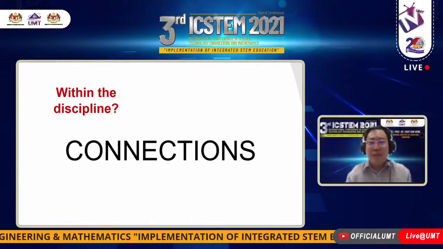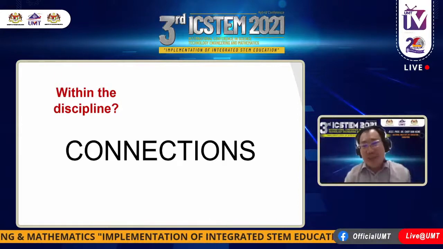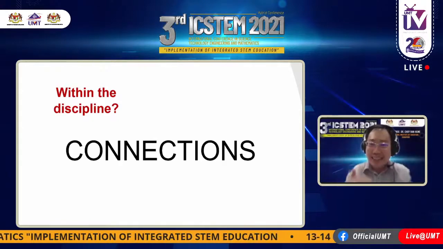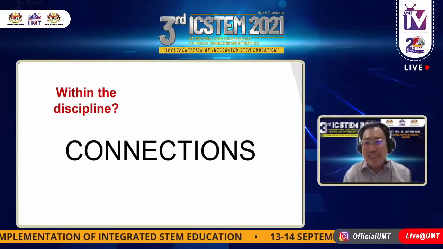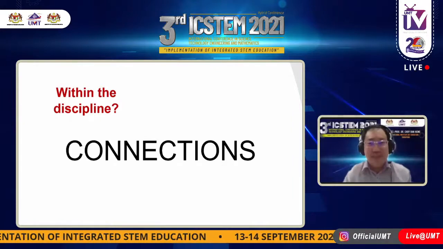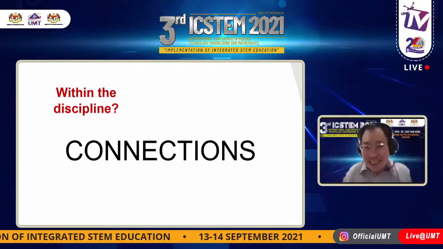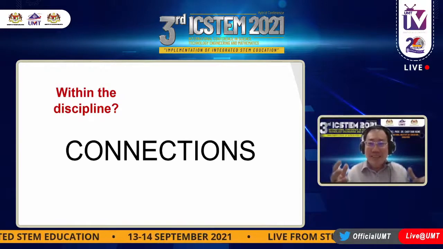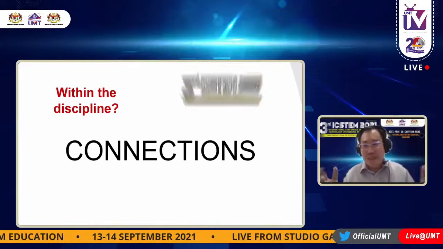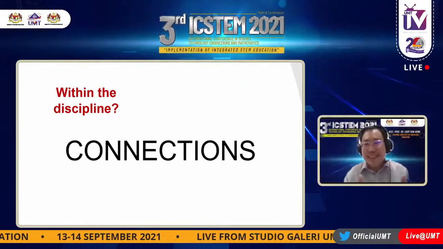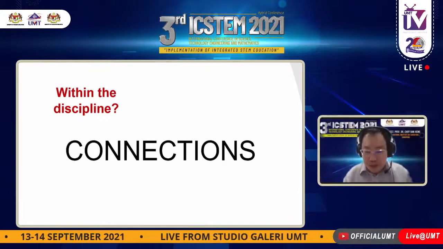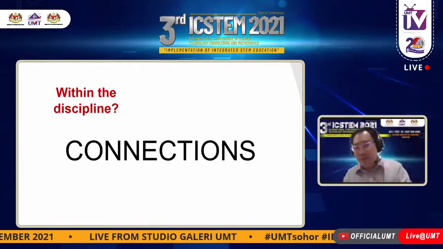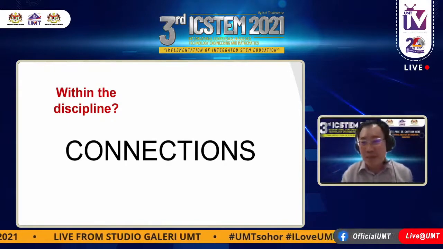And when we talk about connections, there's at least two levels that we can look at. One is within the discipline, because within the discipline itself, there are connections between different topics. And teachers are already struggling with making connections within the discipline. That's why sometimes students find STEM subjects very dry, because they don't see the connections between the different topics. They see them as silos of knowledge. Today I'm doing algebra, tomorrow I'm doing calculus, but there's no connection between them.